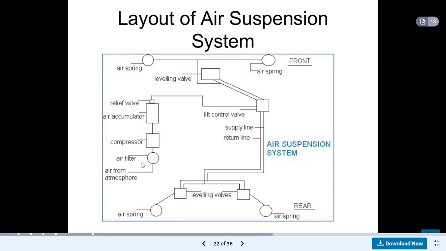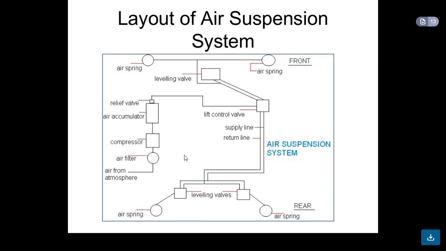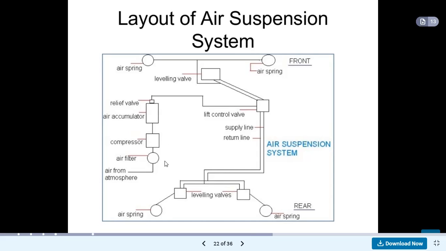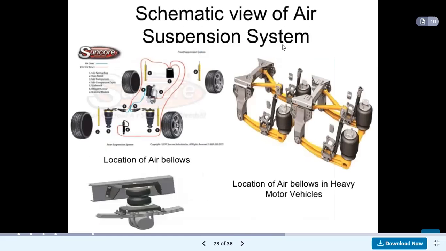Then air filter, air from atmosphere. These are the different situations in which that air suspension system is available. Schematic view of air suspension system. So this is the location of air bellow in heavy motor vehicles. So basically these diagrams are related to bellow.